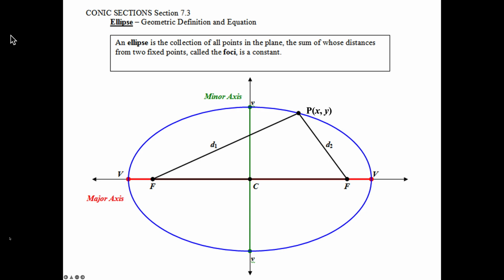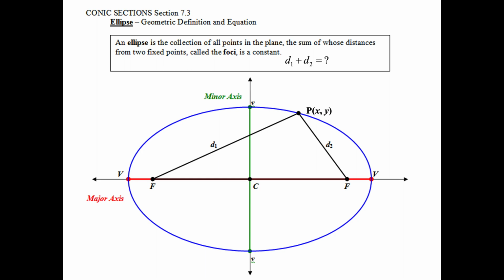Well, here we are at section 7.3. We're looking at a new conic section called the ellipse. Some people want to call it an oval. Okay, so by definition, an ellipse is the collection of all points in the plane, the sum of whose distances from two fixed points, called the foci, is a constant. Now we have two focal points.